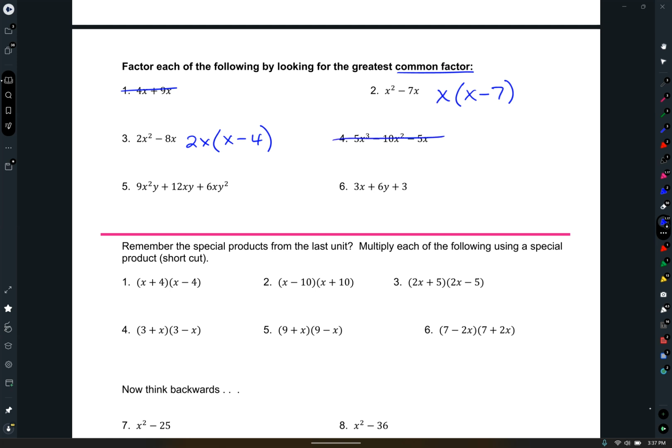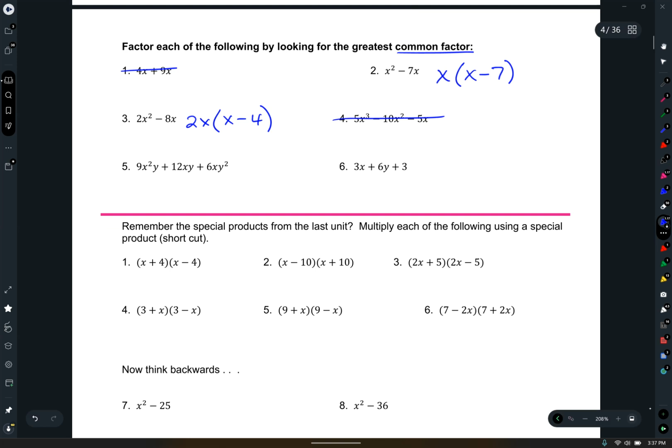Let's not worry about number 4. Look down at number 5. Whenever you have multiple numbers and variables, I think it's easier to look at one part at a time. So let's start by looking at the 9, the 12, and the 6. Looking at those 3 numbers, there's a common factor of 3. All right, then let's look at the x's. I have an x squared, an x, and then an x. So the most x that I can take out will just be a single x.